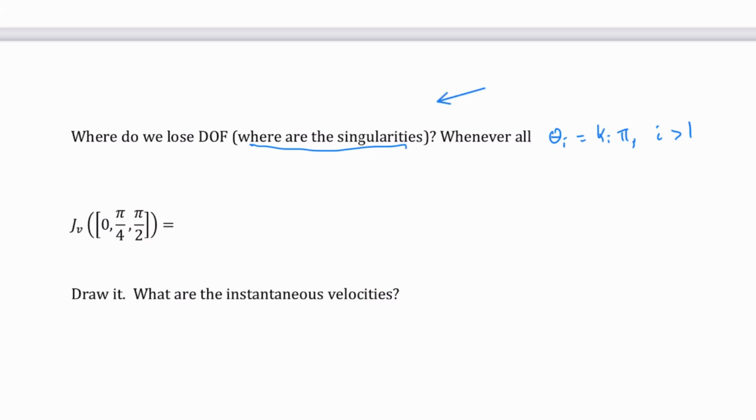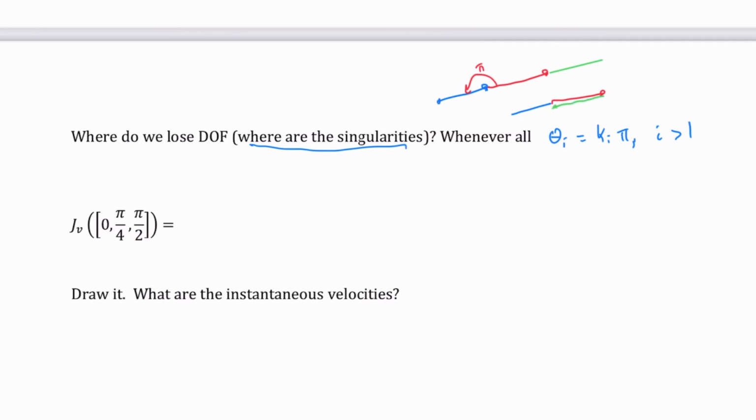So if my first joint is here, and then my next joint is lined up here, this is pi, and this joint is here. You could also have something like here, here, and then if this one doubled back up, it would also be in its singular position.